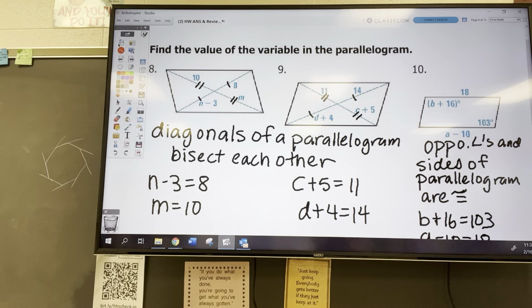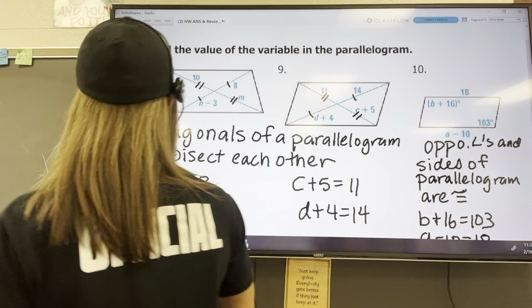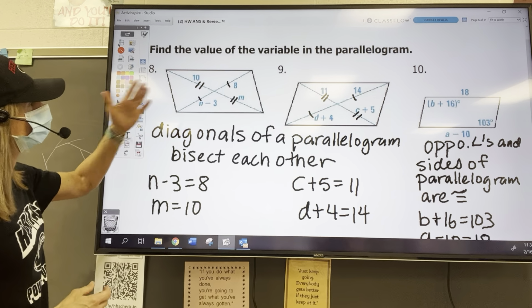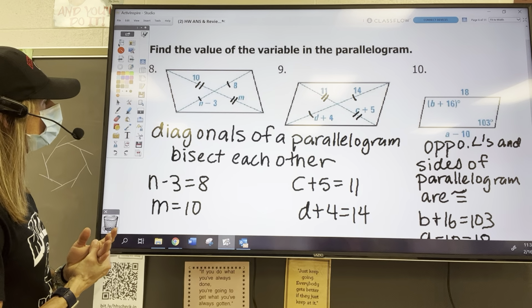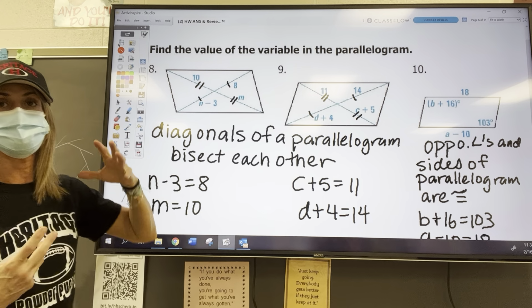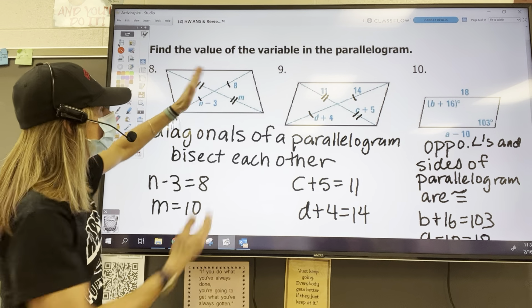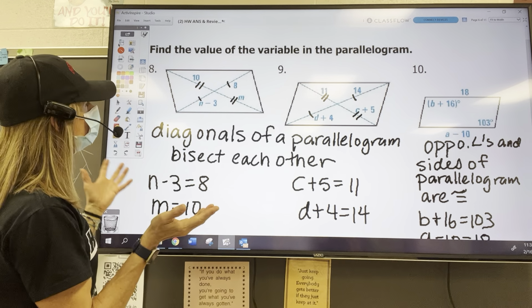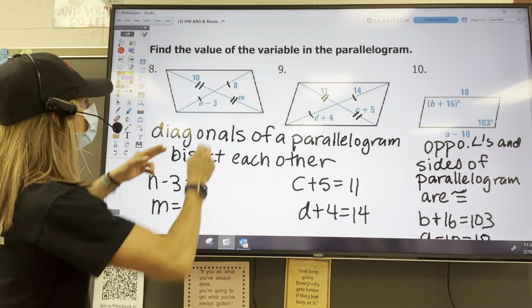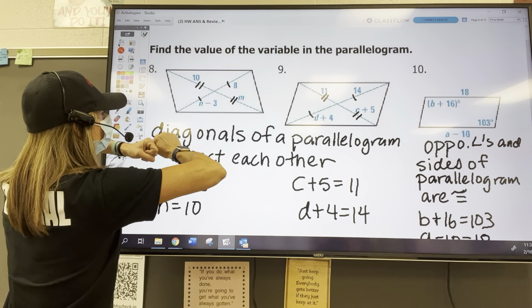Find the value of the variable in the parallelogram. They tell you this is a parallelogram. Because it's a parallelogram, we know that these diagonals have been bisected. They're not the same length, but we know that each of them have been bisected.